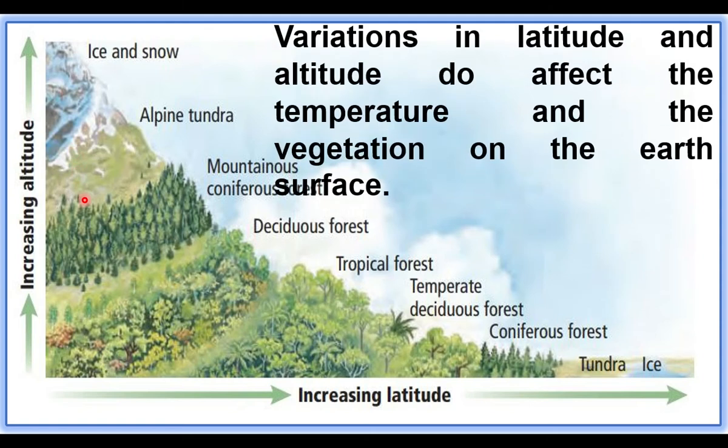Variation in latitude and altitude affects the temperature. Because of change in the temperature, there is change in the vegetation on earth's surface. There is change in the vegetation on earth's surface towards the latitude, and towards the altitude also there is change in the vegetation. This is because of change in the temperature.